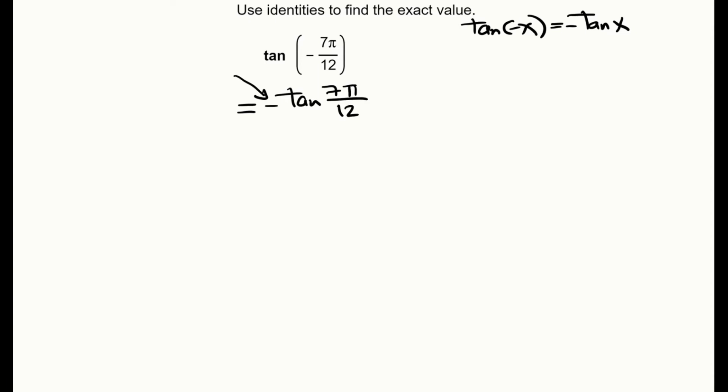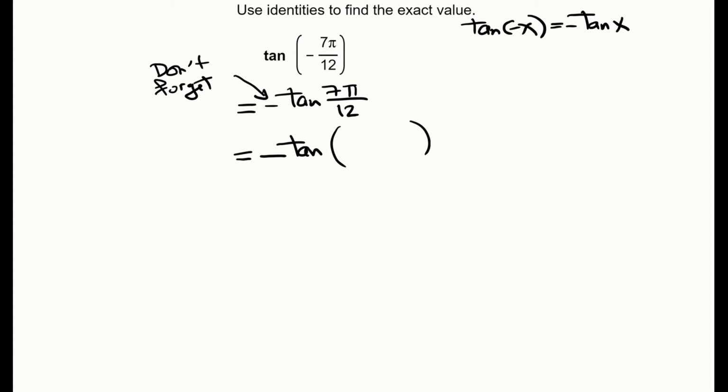Remember, this is going to be one of those things that will cause a lot of people errors, so don't forget this negative sign. We're going to keep carrying it in each step. So the first thing we'll do in each step is write that. So now we'll see if we can write 7 pi over 12 using angles that are more familiar to us.